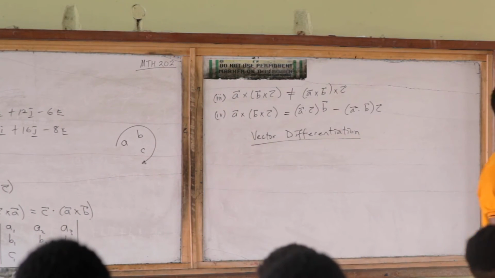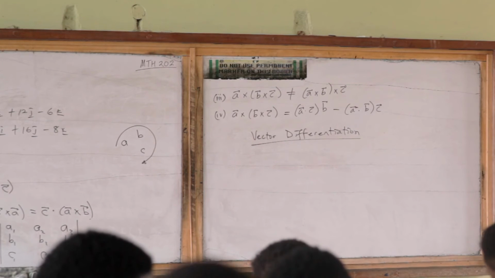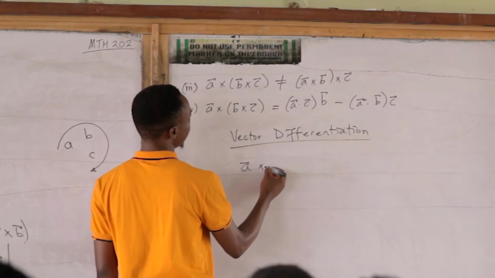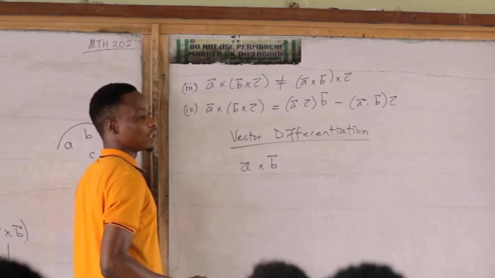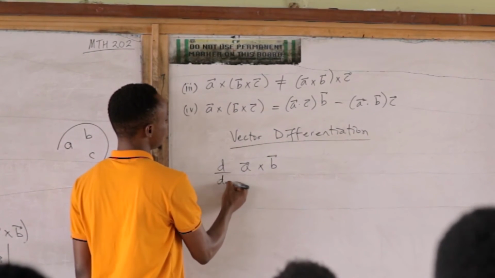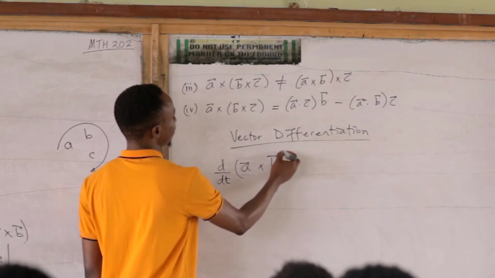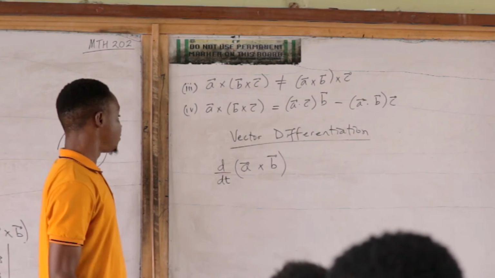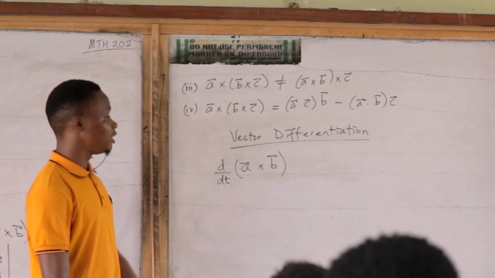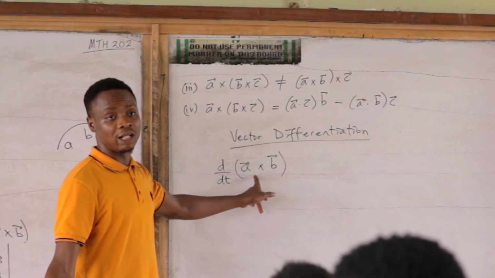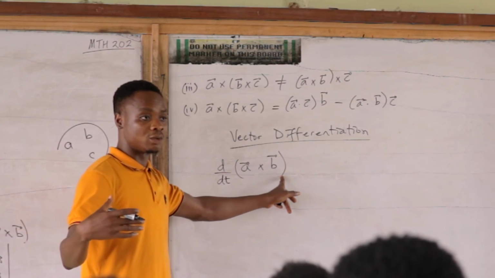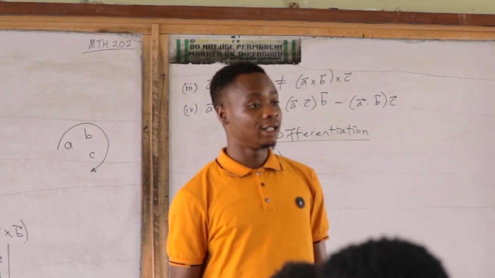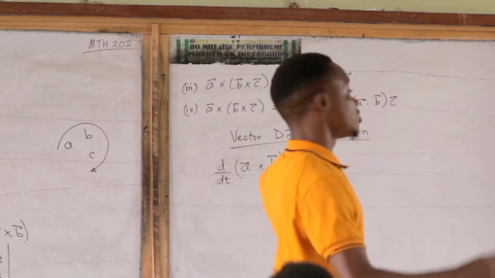If you have A cross B, for instance, let's say A is a vector function, and B is a vector function, and we have A cross B. I know this is a vector, and I want to take the derivative of this with respect to some variable t. I will do normal differentiation, where I have to use the product rule. Take one as a constant, differentiate the other, plus take the other as constant, differentiate the first one. The only difference is that here, I have to preserve their order. That means the one that comes first has to remain first all through.